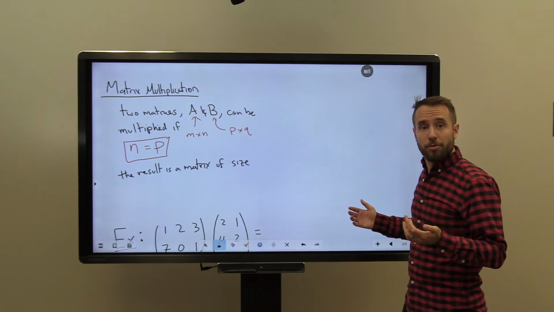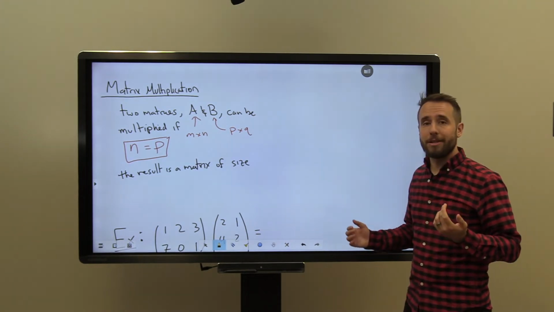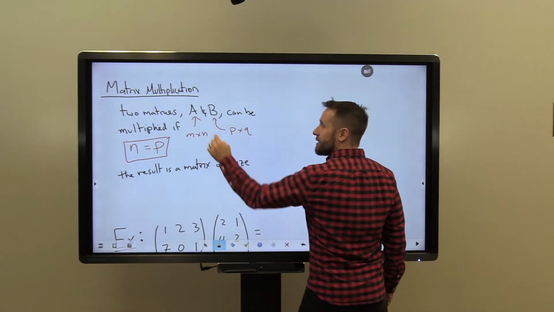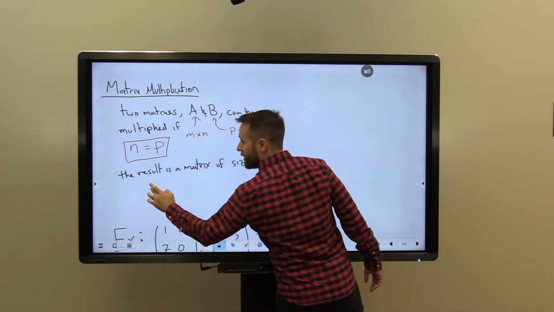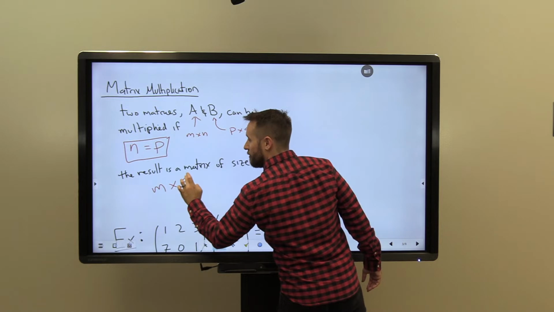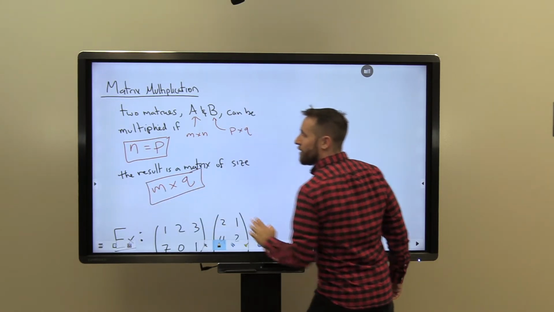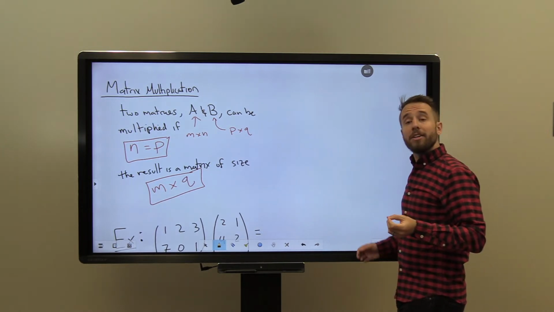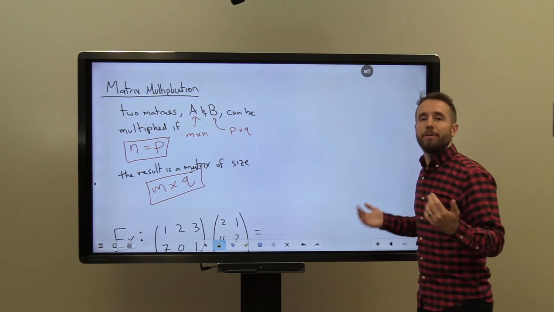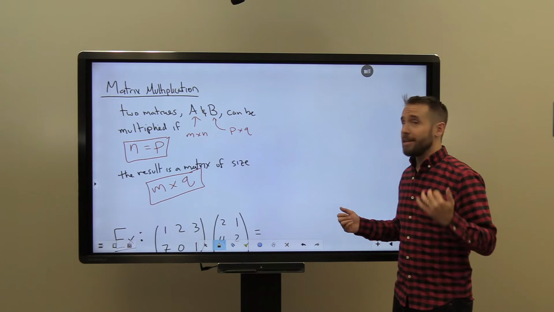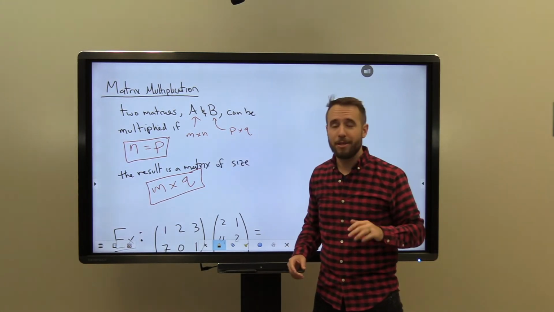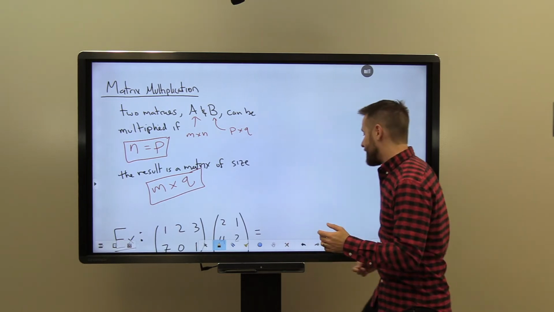And if that's true, right, if n is equal to p, the result will be a matrix of size m by q. Right, so it will be a matrix with m rows and q columns. So already a little bit tricky. We could be multiplying matrices of different sizes together. As long as this condition is satisfied, the result will be a new matrix, possibly of a different size. Let's see an example.